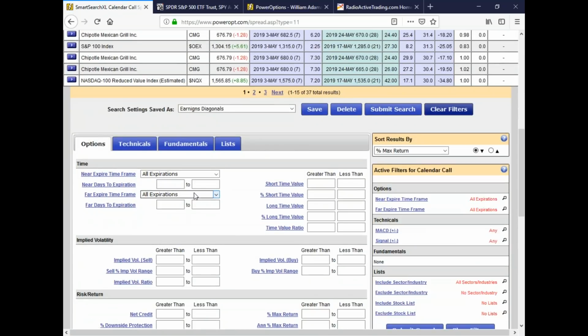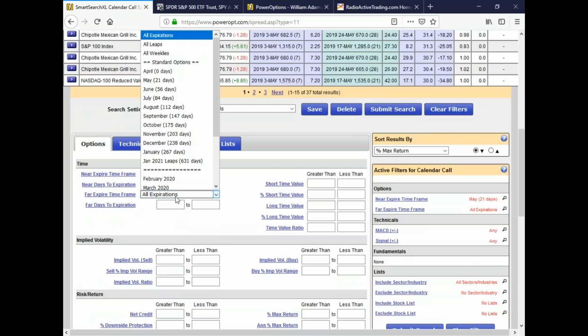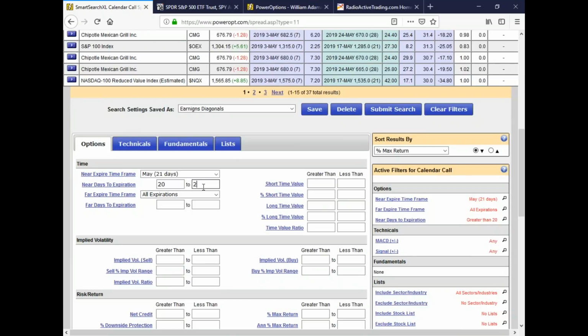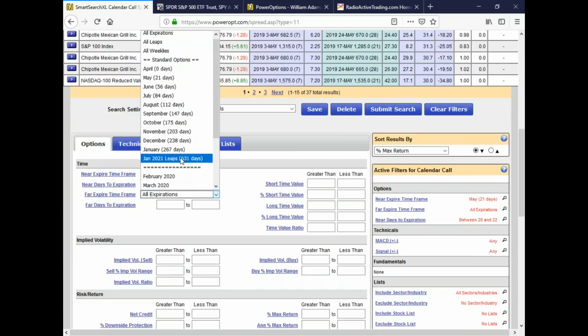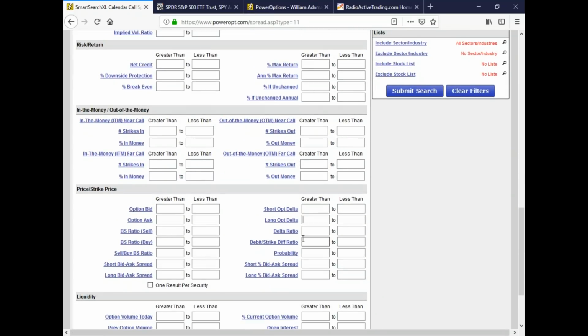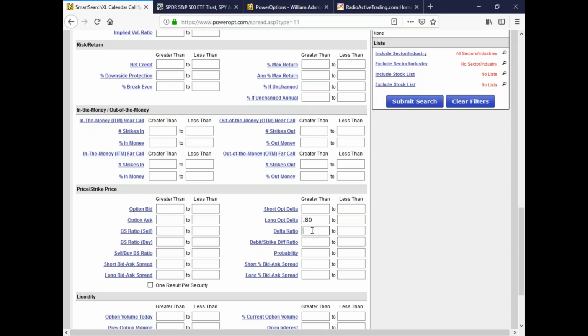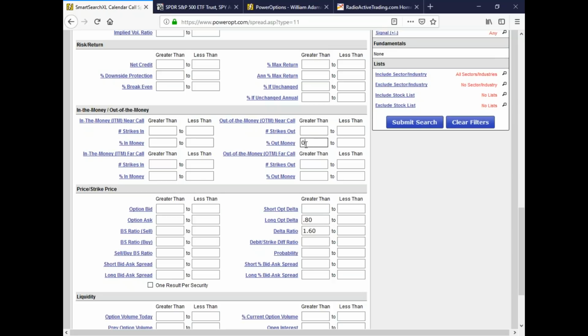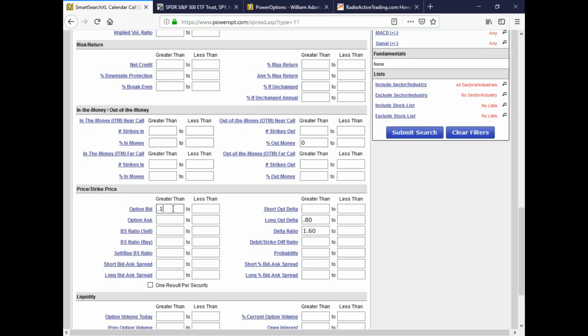Okay, let's go to the search here. Clear it out. So this will help me filter it better. I'm just going to do May, and 20 to 22 days. And let's go to January. Okay. And I want my long option delta to be at least greater than 0.80. And I probably want a delta ratio to be greater than 1.6 if possible. Short call is going to be out of the money, right? Let's go percent out of the money greater than 0. Option bid, definitely greater than 10. No, we're going to go greater than 20.